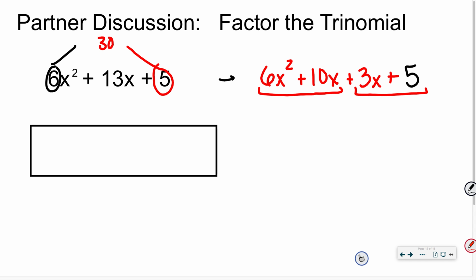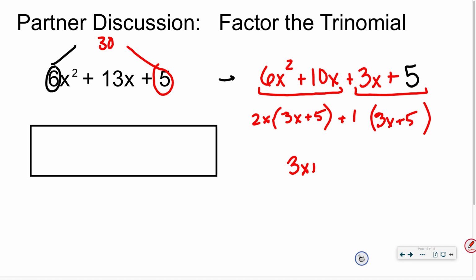Now, what is the greatest common factor of my first two terms? 2x. What am I left with? 3x plus 5. What do I know this parentheses would have to be? 3x plus 5. So what must my factor be? Y plus 1. So that means our answer is two binomials that factor out. This is one of them. This makes up the other binomial.